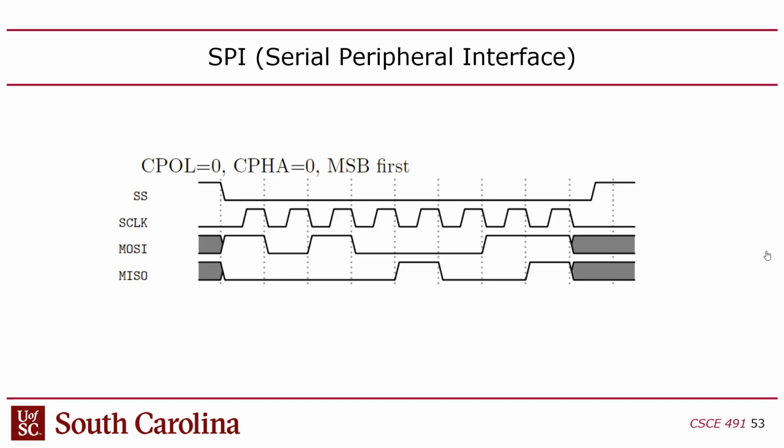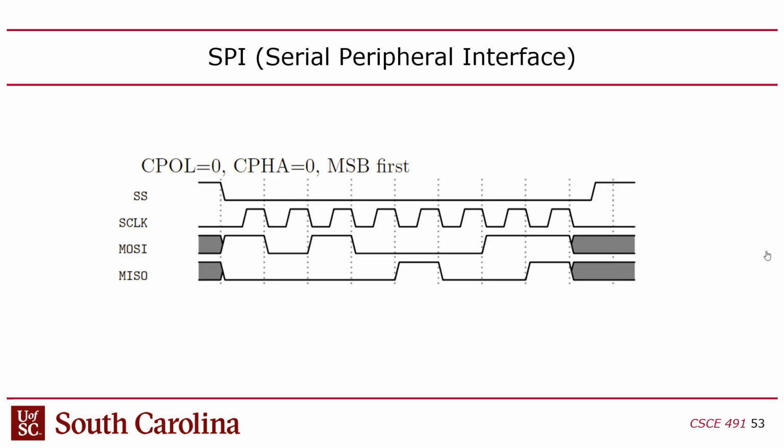But this happens only when C-fa is 0. When C-fa is 0, the data has to already be established before the first edge of the clock, right? Does it make sense? And there should be 8 cycles, right? 1, 2, 3, 4, 5, 6, 7, 8. Yeah, there's always 8 cycles.